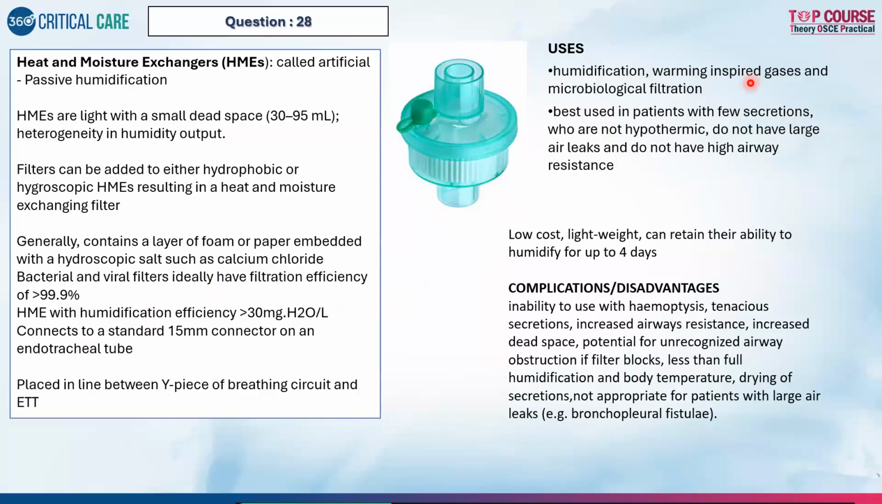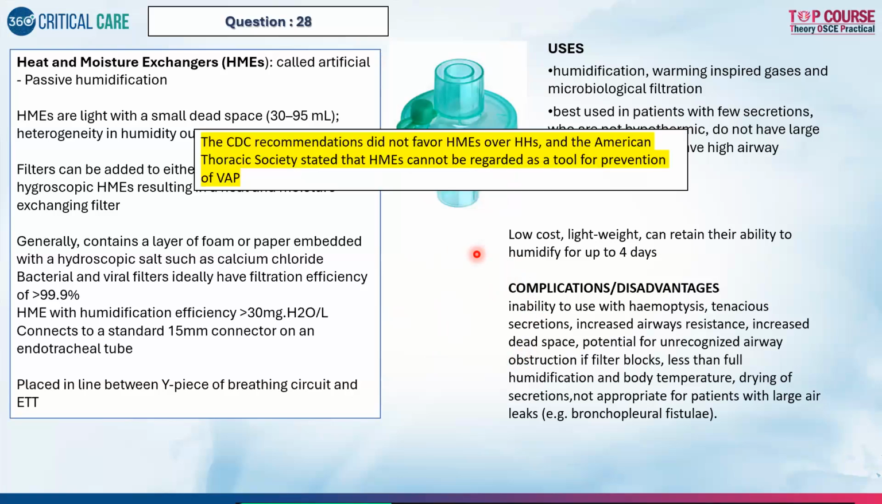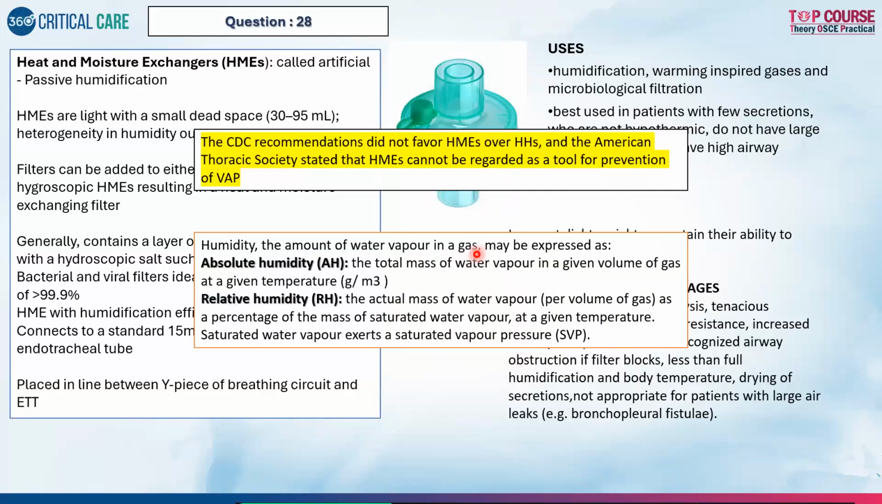Where is it used? To provide humidification. However, in patients with too much secretions, tenacious secretions, it increases airway resistance and worsens the dead space. There might be blockage which might be unrecognized. So it is not appropriate in case of large air leaks. Subsequent questions regarding HMEs could be: what are the different types of humidification techniques that we have, whether it improves VAP or not. It cannot be regarded as a tool for prevention of VAP, and the definitions of absolute humidity and relative humidity might be asked.